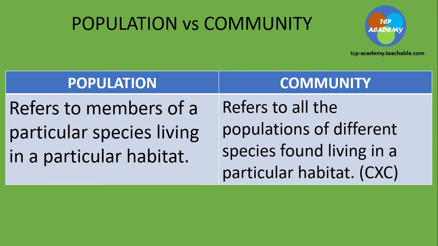When we look at community, it's a little different in that now we're looking at many different types of species living together. So it refers to all the populations of different species found living in a particular habitat, and that's an extract directly from the CXC syllabus. So we are comparing here, so we must say population is what it is, while community is whatever it is. We want to know these. These are directly from the CXC syllabus that students are supposed to know in all 16 Caribbean territories that are sitting the CXC exam.